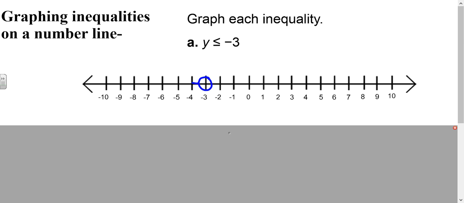Well, all the numbers to the left are less than the number, negative 4, negative 5. Those are all less than negative 3. But it also says it could be equal to negative 3. So I'm going to fill in my circle because that shows that it can also equal negative 3. So this is showing that it can be any number less than negative 3 or equal to it because the circle is closed and filled in. Okay, let's try some more.